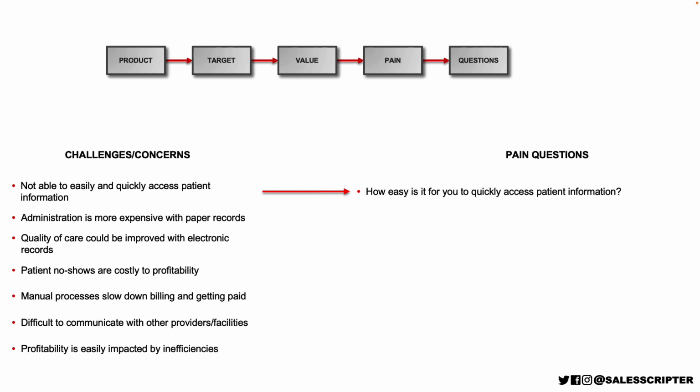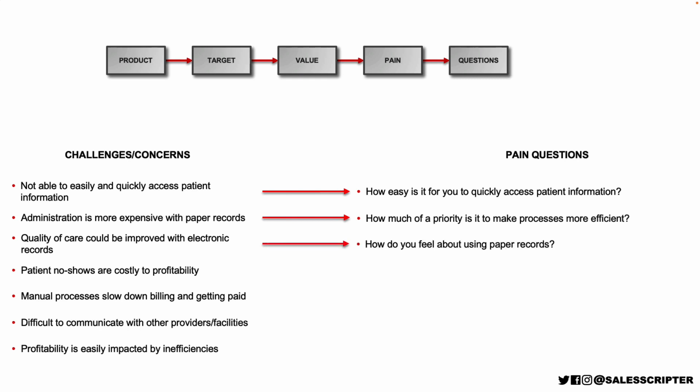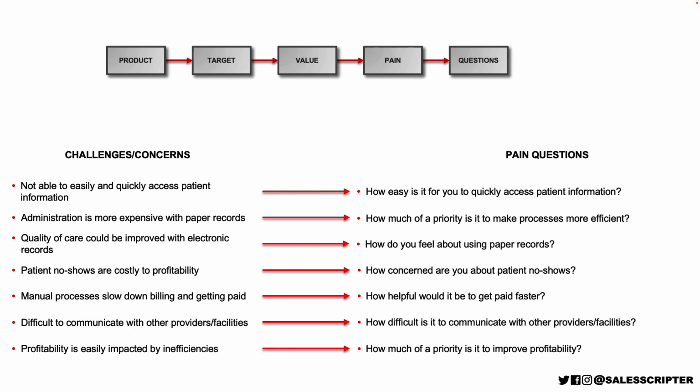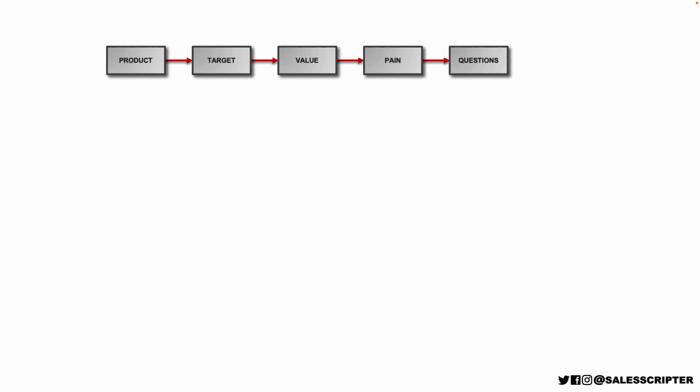So how easy is it for you to quickly access patient information? How much of a priority is it to make processes more efficient? How do you feel about using paper records? How concerned are you about patient no-shows? How helpful would it be to get paid faster? How difficult is it to communicate with other providers or facilities? How much of a priority is it for you to improve profitability? Whether or not that's a perfect list of questions could be debated, but the process that we're following here makes it easy to brainstorm questions to ask, because we just try to think of a question for each pain point. And those are called pain questions.